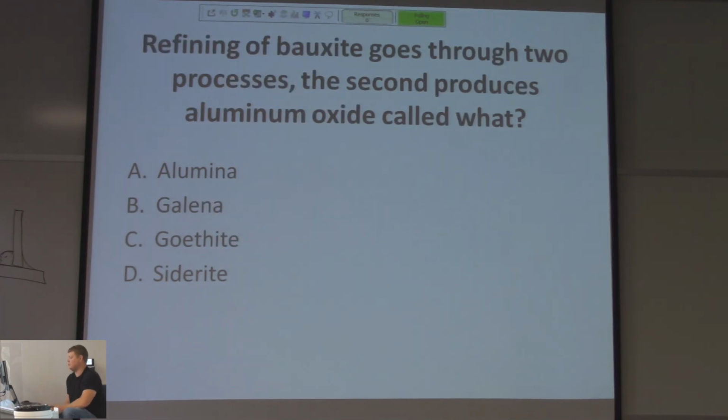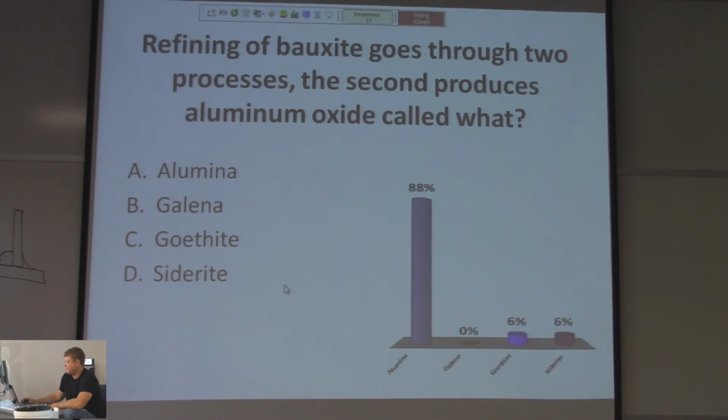Refining of bauxite goes through two processes. The second produces aluminum oxide called what? Alumina, galena, goethite, or siderite? 88% of you are correct with a star answer indicator. It is alumina.